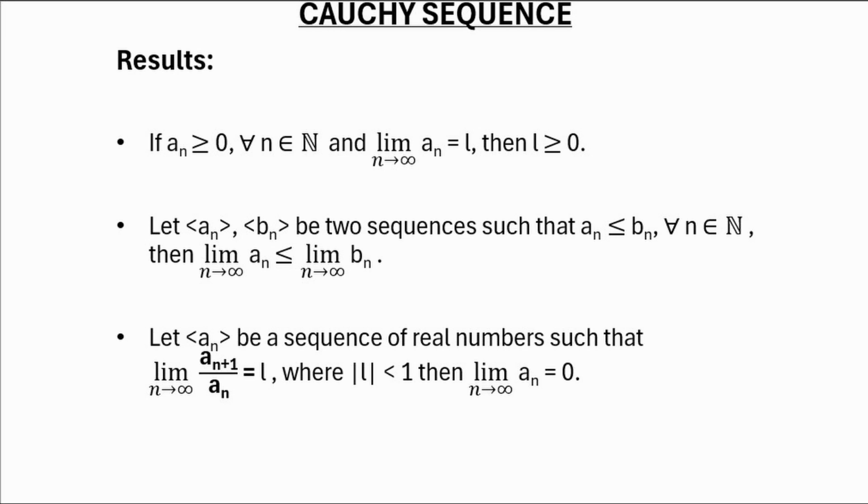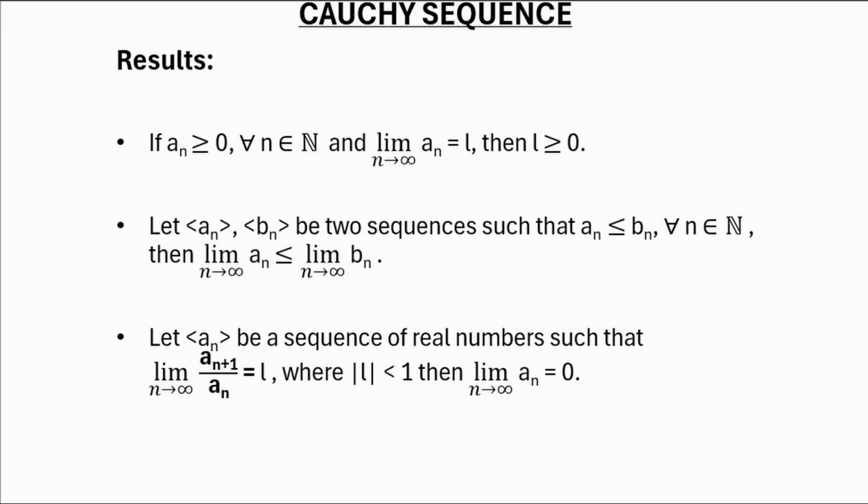Let's look into some results. If a sequence has elements greater than or equal to 0, and the limit of the sequence a_n as n tends to infinity is L, then L is greater than or equal to 0. Now, let a_n and b_n be two sequences such that a_n is less than or equal to b_n for all n belonging to the set of natural numbers, then the limit of a_n is less than or equal to the limit of b_n as n tends to infinity. Now, let a_n be a sequence of real numbers such that the limit of a_(n+1) upon a_n equals L, where mod of L is strictly less than 1, then the limit of a_n as n tends to infinity equals 0.